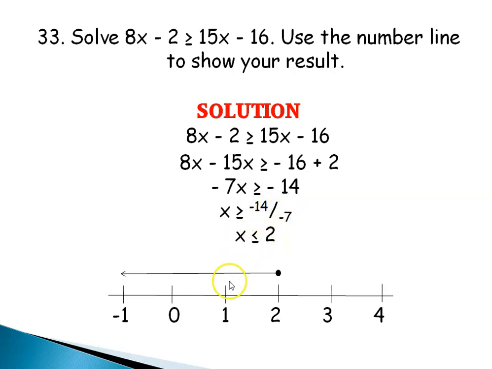Okay, I want to show my answer on the number line. So this is minus 1, 0, 1, 2, 3, 4. If it's moving this way, it shows that it is greater than. If it's moving here, it means that it's less than. So because it said less than or equal to, I'm going to paint my circle here to show this less than or equal to. If it was just less than, I'm just going to draw my circle. I'm not going to paint.